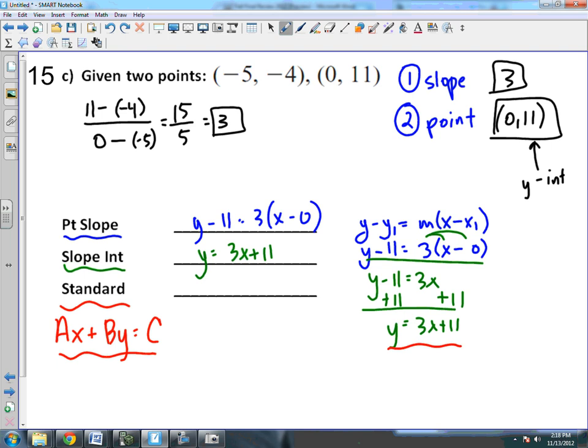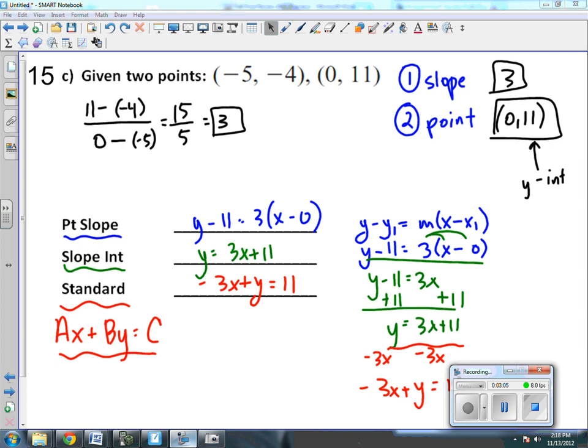So to turn this equation into standard form, I just need to do one little step, and that is to subtract 3x from both sides. All the coefficients are already integers, so I'm good there. So the standard form of that equation would be that. So just kind of a quick recap of the three forms: point slope, slope intercept, and then standard, which again is a little different. But hopefully that helps you to complete the rest of these problems from number 15.